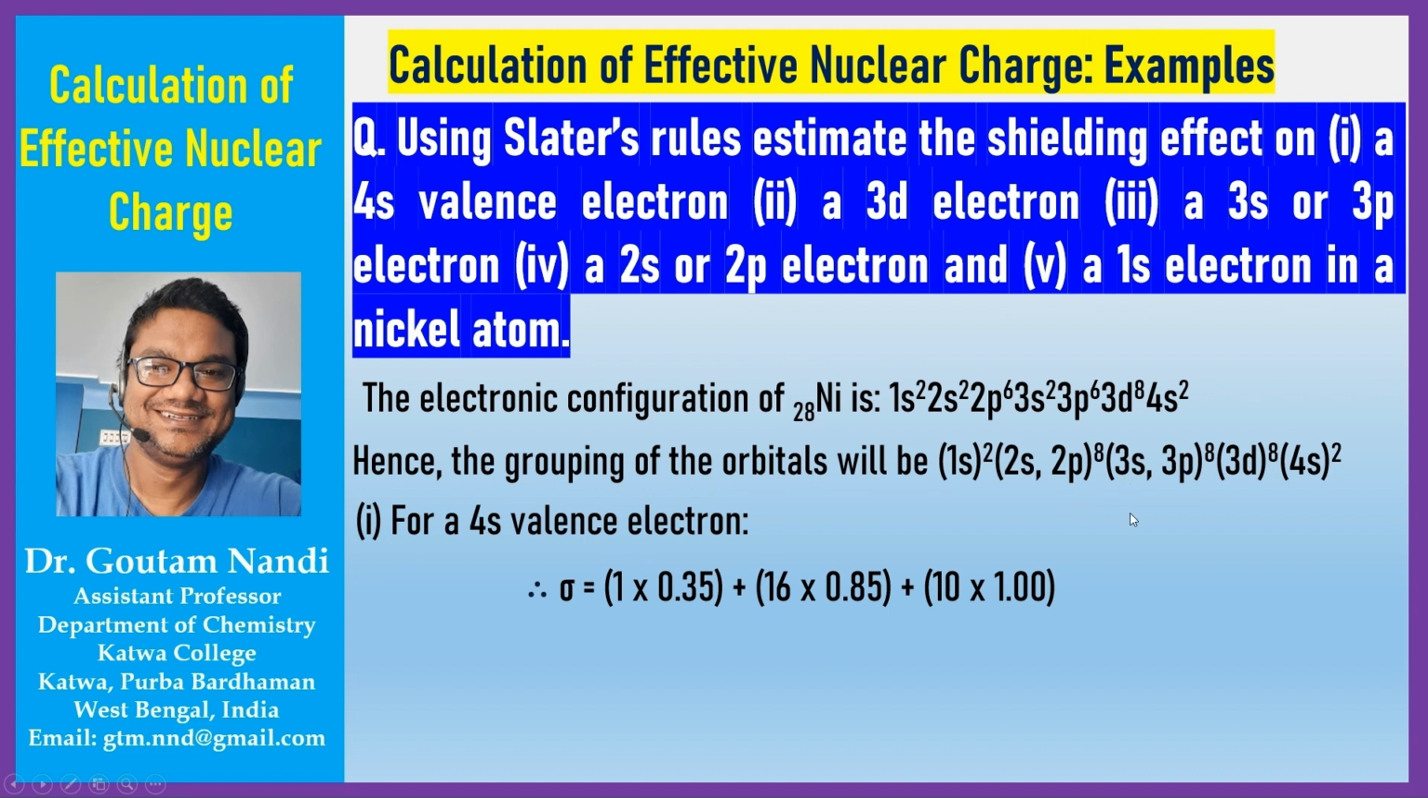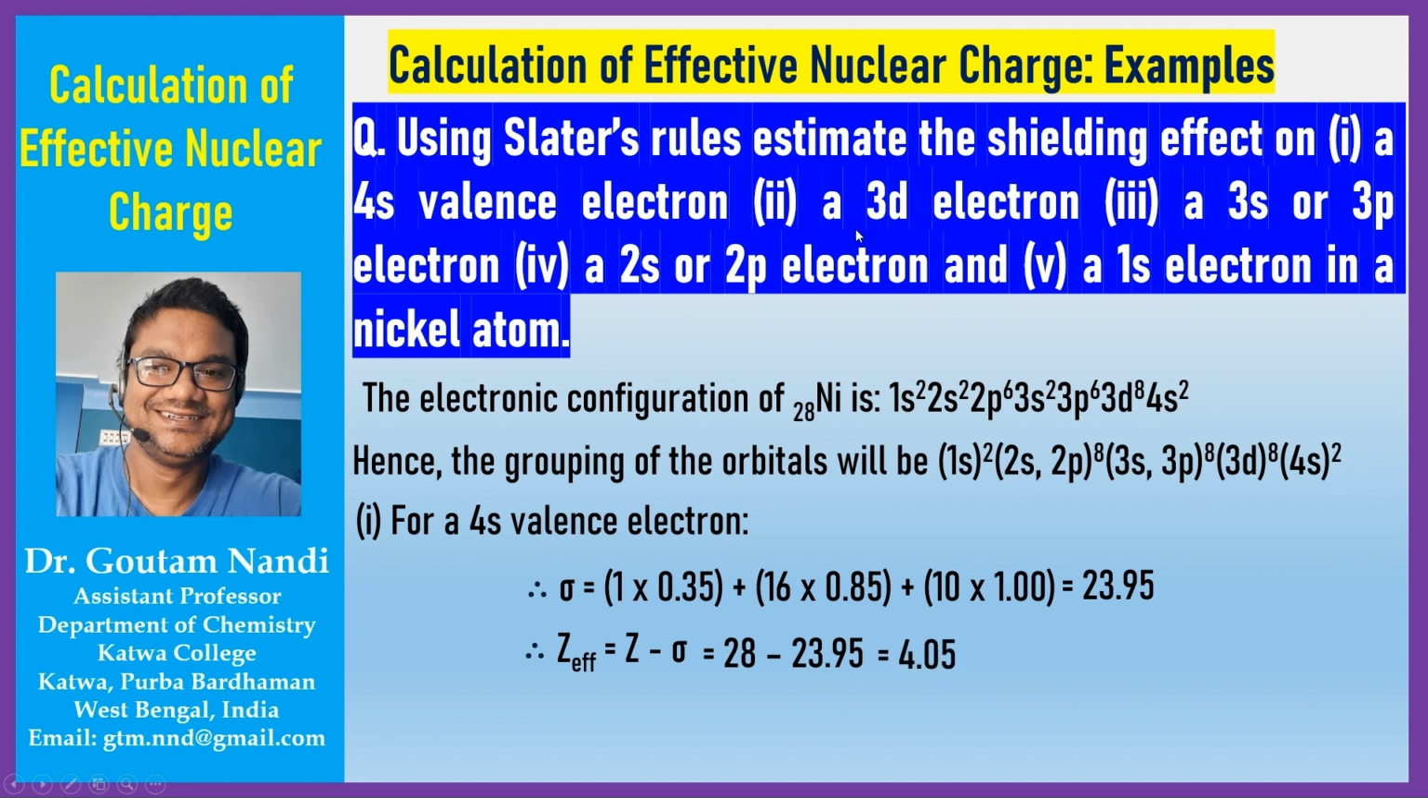Now the n minus 2 shell has 8, and the n minus 3 shell has 2. So a total of 10 electrons will be contributing 1.00 each. This was rule number 5. Okay, so in total we are getting a sigma value of 23.95. So for a 4s electron, Z star or Z effective will be 28 minus 23.95, and that will give 4.05.